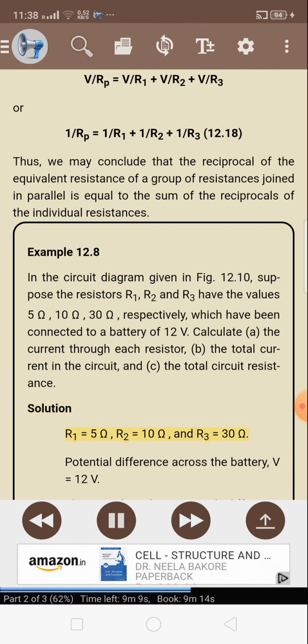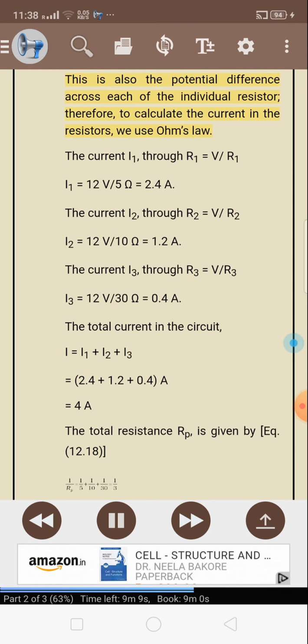Solution. R1 equals 5 ohms, R2 equals 10 ohms, and R3 equals 30 ohms. Potential difference across the battery, V equals 12 V. This is also the potential difference across each of the individual resistors. Therefore, to calculate the current in the resistors, we use Ohm's law. The current I1 through R1 equals V/R1. I1 equals 12 volts/5 ohms equals 2.4 A. The current I2 through R2 equals V/R2. I2 equals 12 volts/10 ohms equals 1.2 A. The current I3 through R3 equals V/R3. I3 equals 12 volts/30 ohms equals 0.4 A.